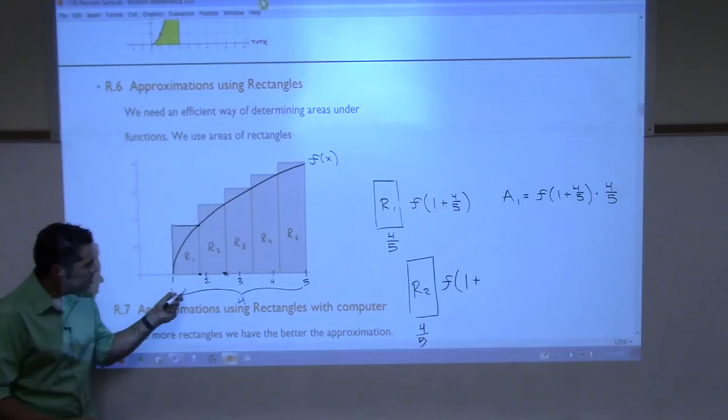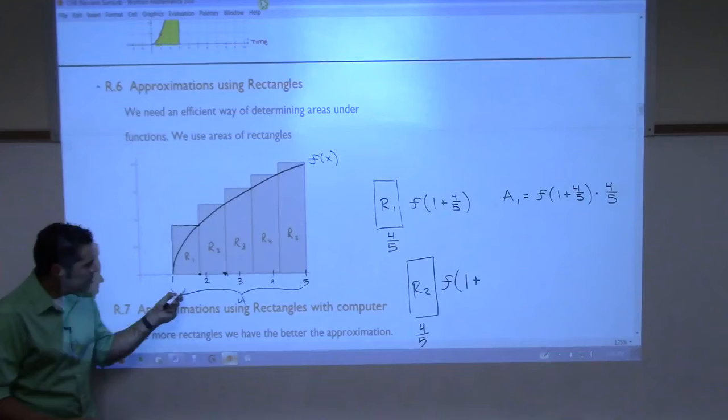So tell me about rectangle 1. Let's start with width. We'll get to the height. How wide is this? Now, we all have to agree that these are 5 equal width rectangles, okay? So the total distance from here to here is what? 4, right? Because we're starting at 1, we're ending at 5, so the total distance is 4. That's just 5 minus 1.